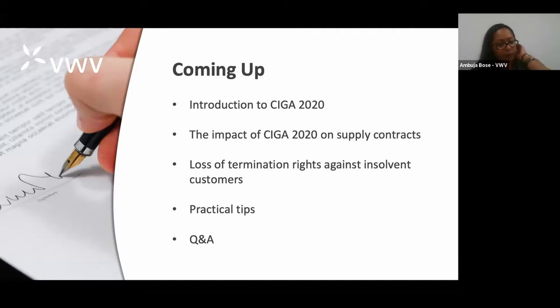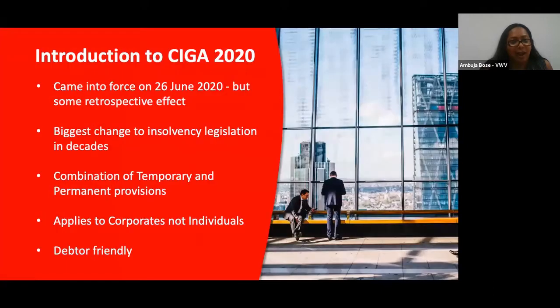So by way of introduction to CIGA 2020, that's the next slide please. The Act came into force on the 26th of June of this year. There are certain elements of it which have retrospective effect, going back in some cases to March. In my view, it is the biggest change to insolvency legislation in decades.